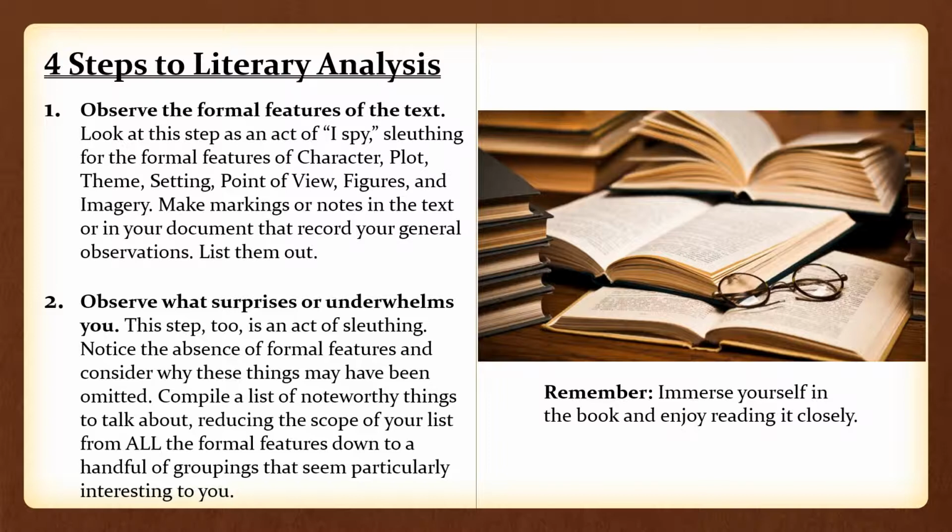List them out. Second, observe what surprises or underwhelms you. This step, too, is an act of sleuthing. Notice the absence of formal features and consider why these things may have been omitted. Compile a list of noteworthy things to talk about, reducing the scope of your list from all the formal features down to a handful of groupings that seem particularly interesting to you. Remember, immerse yourself in the book and enjoy reading it closely. This need not be drudgery. Enjoy the process.